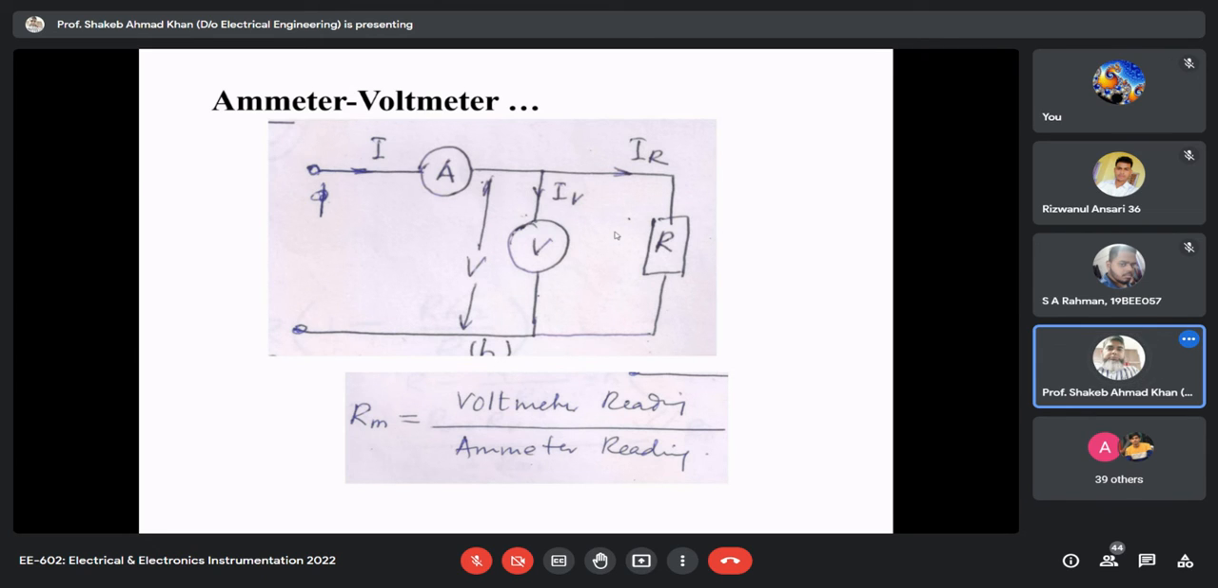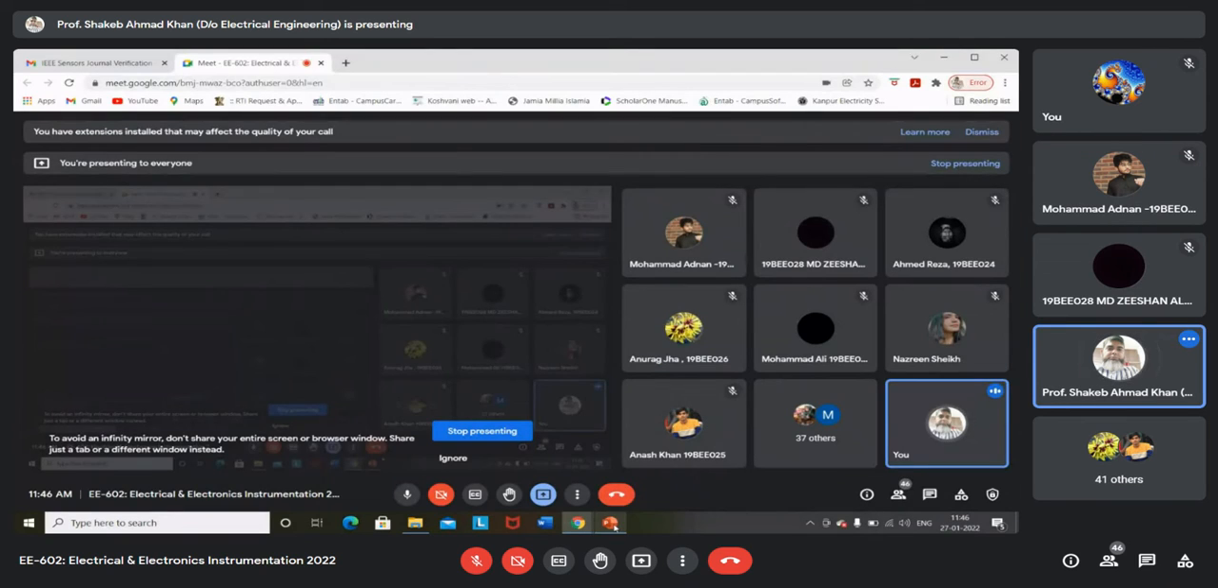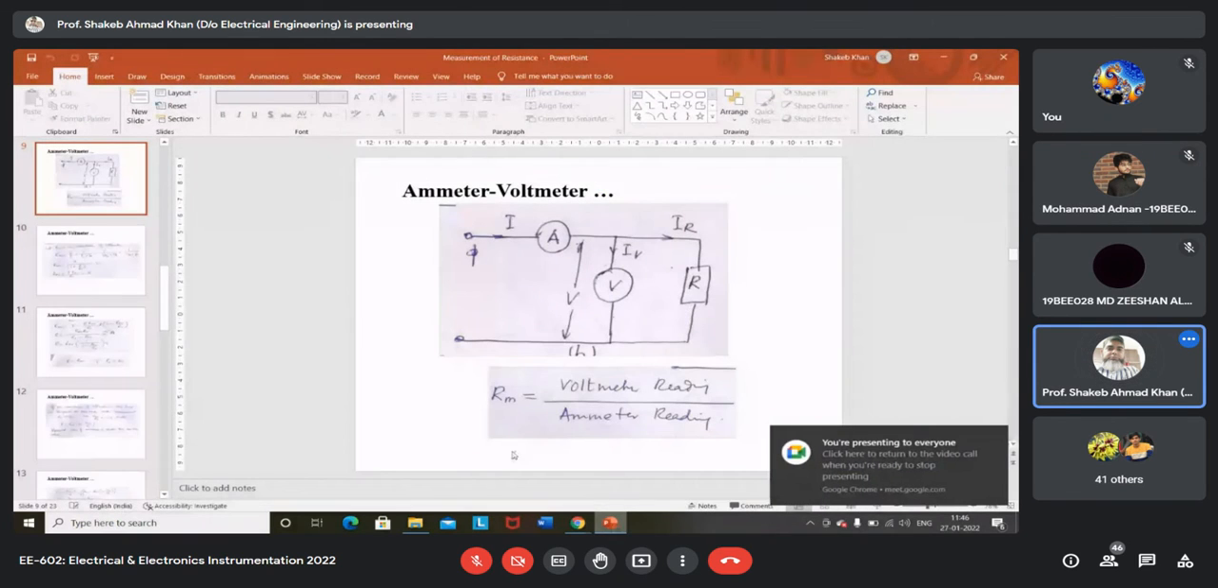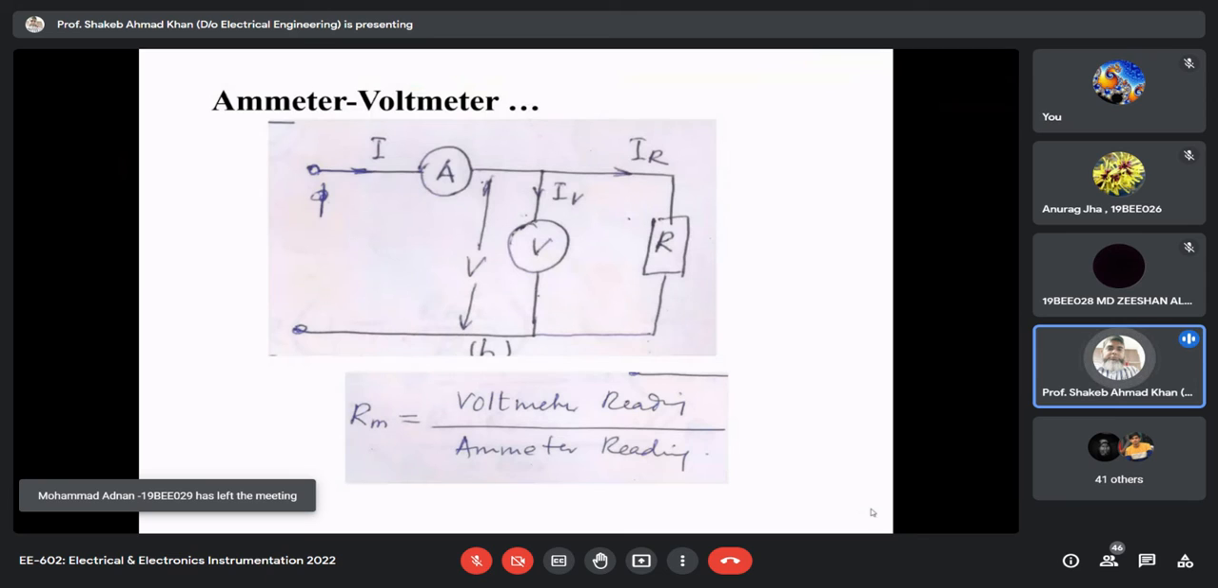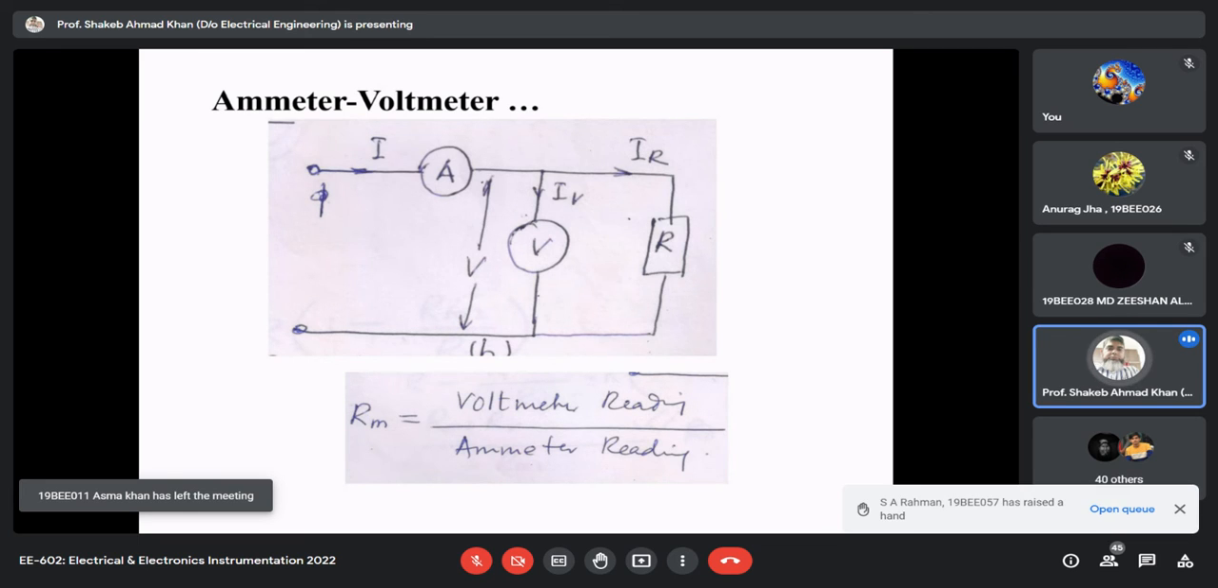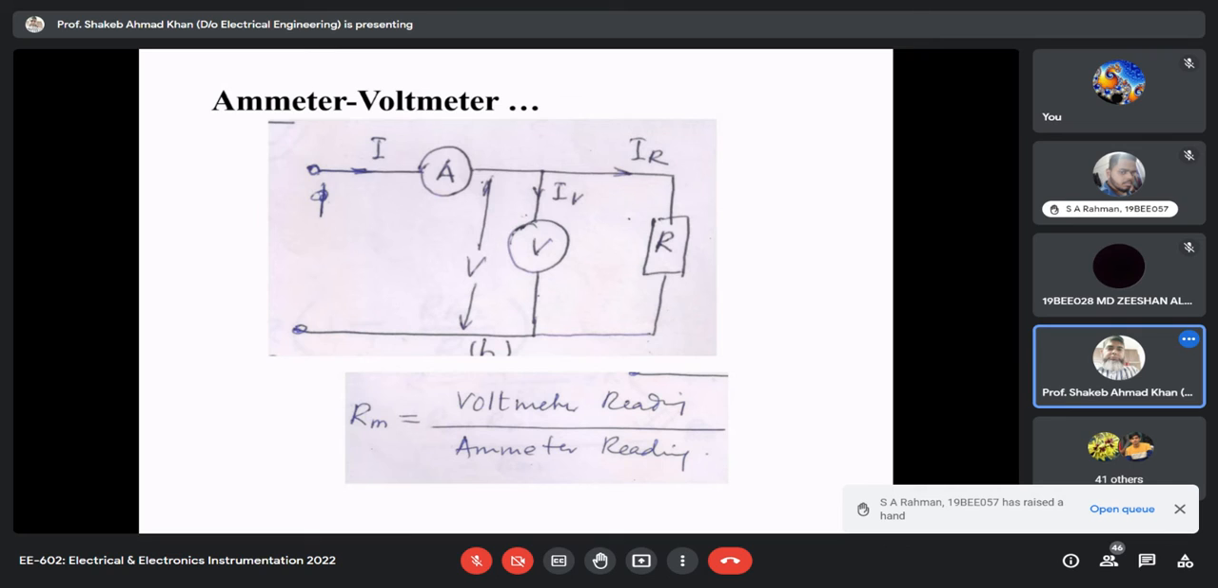Roll number 1. Present, sir. Roll number is... Same question, whatever I asked. I'm still waiting for the response. How will you modify this circuit so that whatever problem this circuit is having, that can be taken care of. G.